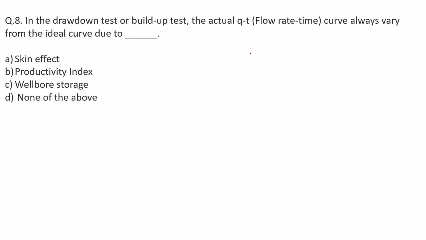So the next question is: in the drawdown test or build-up test, the actual flow rate-time curve always varies from the ideal curve due to which of the options? Option A, skin effect. Option B, productivity index. Option C, wellbore storage, and option D, none of them. So which one will be the answer? Why, during drawdown test and build-up test, is there a difference between the ideal curve for flow rate-time and the real curve of flow rate-time? What is the reason that there is a difference in the curve?